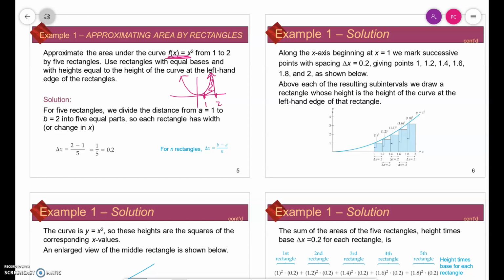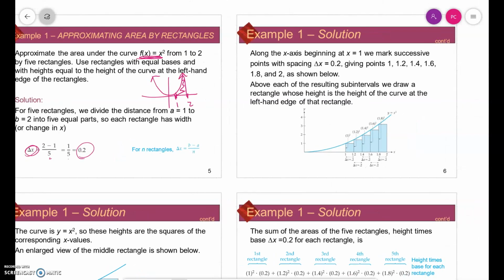We're going to take that part and divide it into 5 different rectangles that have an equal distance from 1 to 2. To figure out what that base needs to be, we take our beginning and our end point, 2 minus 1 on the top, and we're dividing it into 5 rectangles. So this tells us that each base of our rectangle needs to be 0.2.